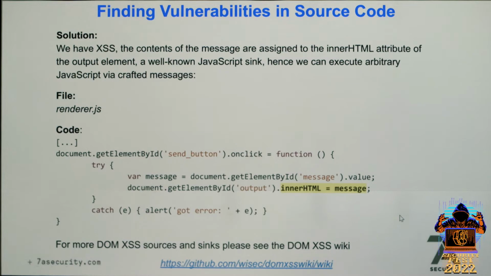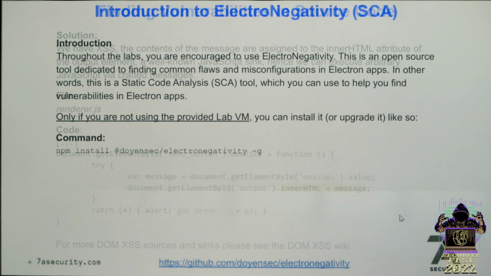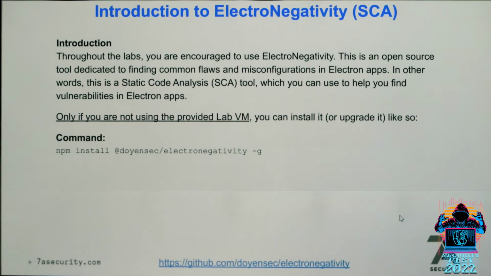Now, if you are interested in this, there's a DOM XSS wiki that lists all the sinks and sources, right? A sink is a place in JavaScript where if you assign user input there, you're going to get DOM XSS, and a source would be where user input comes from, right? So location, hash, and other places like that. Okay, very good. Then another thing you can do is run electronegativity, right? So this will check.